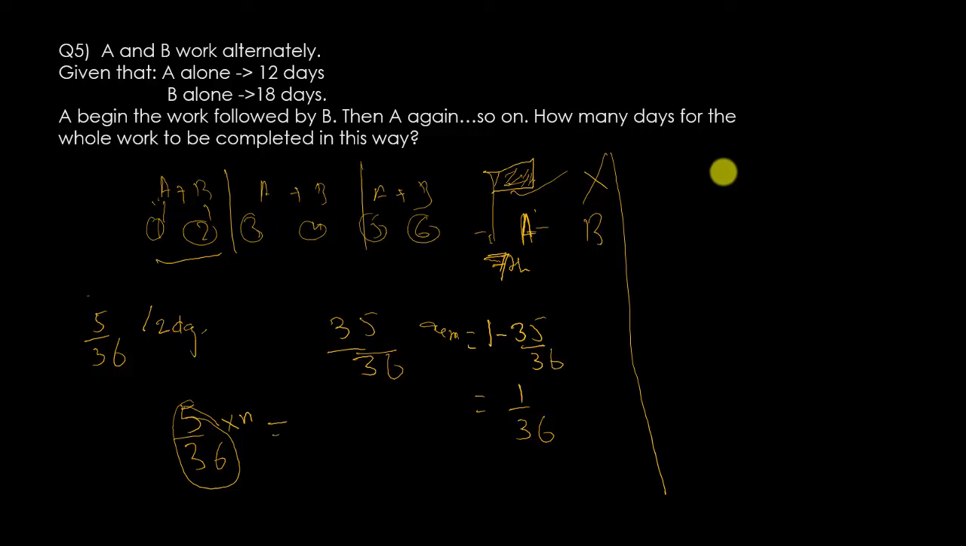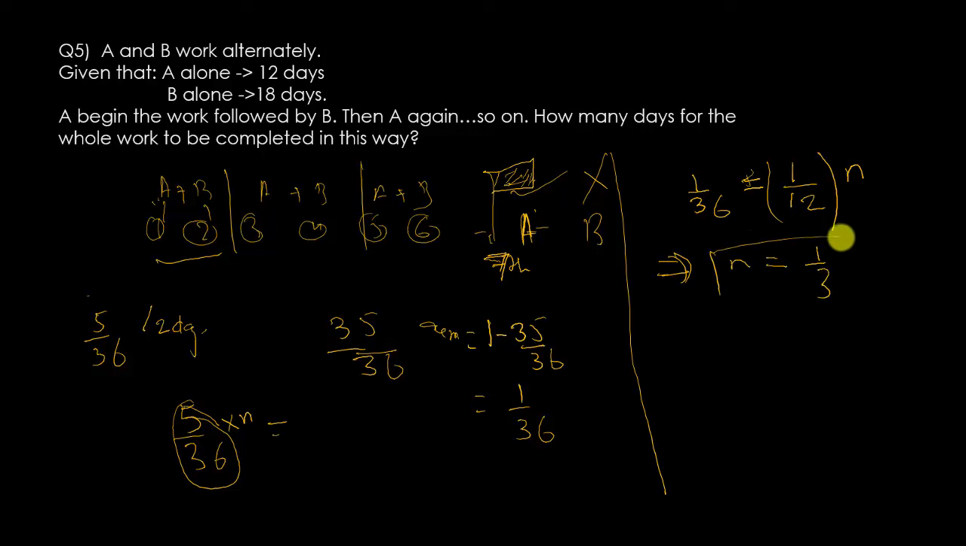Now it's the same question. We need to complete 1 by 36th of the work with A's speed. So the work is 1 by 36. A does 1 by 12 of the work per day. How many days will A have to work with this speed, or what part of the day? We will get this as 1 by 3. So our answer would be: after the 7th iteration of 2 days, that is after 14 days, A alone will work for 1/3 of the 15th day. So our answer is 14 days plus 1/3 of the next day.